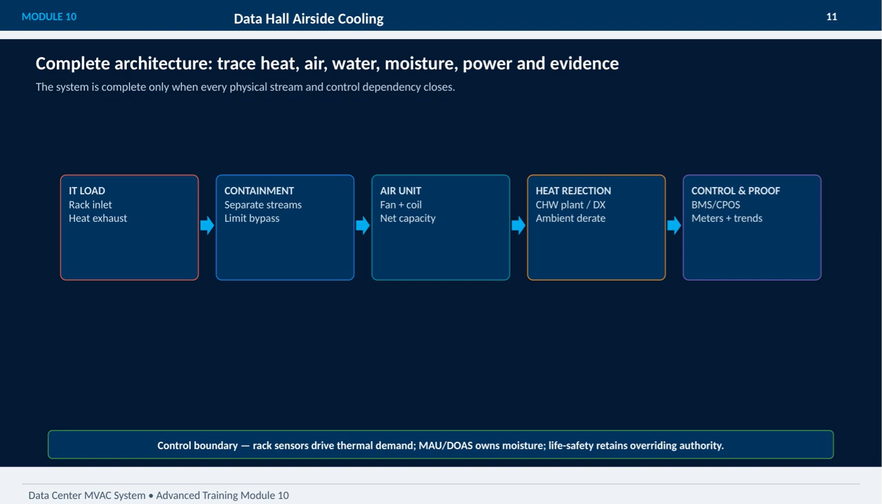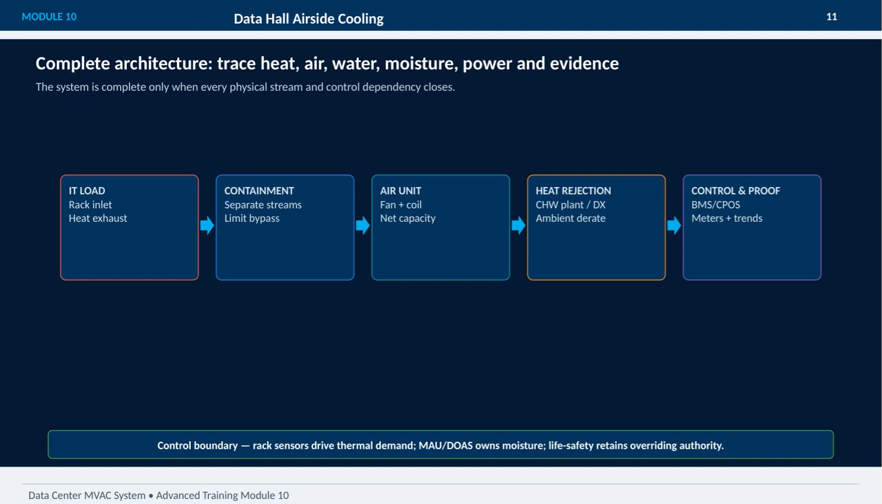On the heat rejection side, chilled water plants or direct expansion systems handle the heat load, but their performance can be affected by ambient conditions, so derating is considered. Control and proof come from building management systems and control points that monitor meters and trends.